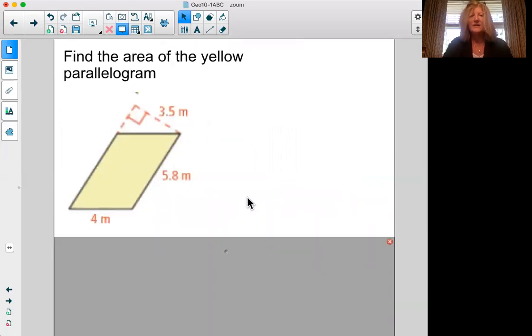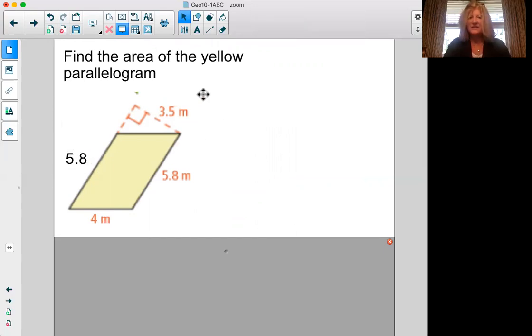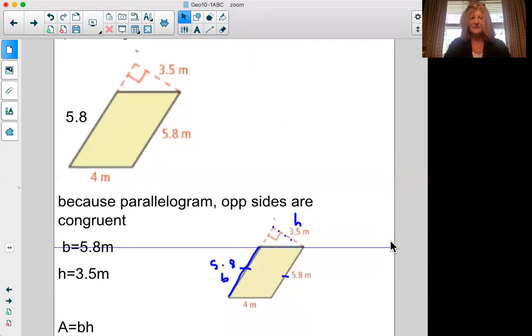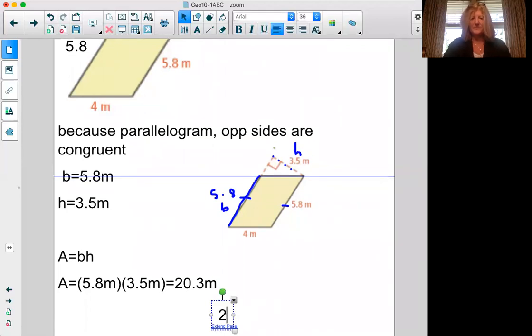Okay, so pause, calculate the area of the yellow parallelogram, and then press play. I use the fact that it's a parallelogram, so opposite sides are congruent, and this base extends to go with this height. And that's how I can calculate my final area. Oops, square units.